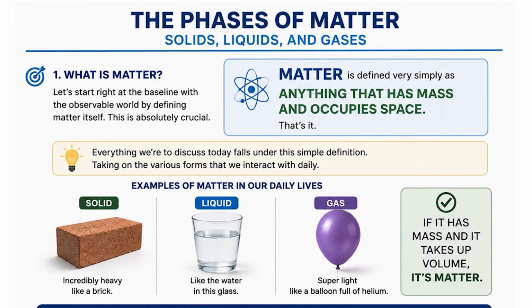All right, Section 1. The phases of matter: solids, liquids, and gases. Let's start right at the baseline with the observable world by defining matter itself. This is absolutely crucial. Matter is defined very simply as anything that has mass and occupies space. That's it. Everything we're going to discuss today falls under this simple definition, taking on the various forms that we interact with daily. Whether it's incredibly heavy like a brick or super light like a balloon full of helium, if it has mass and it takes up volume, it's matter.